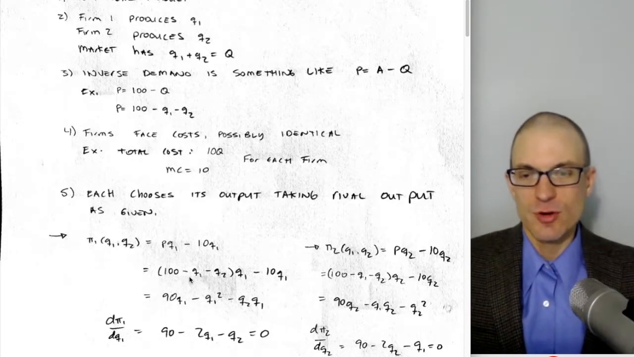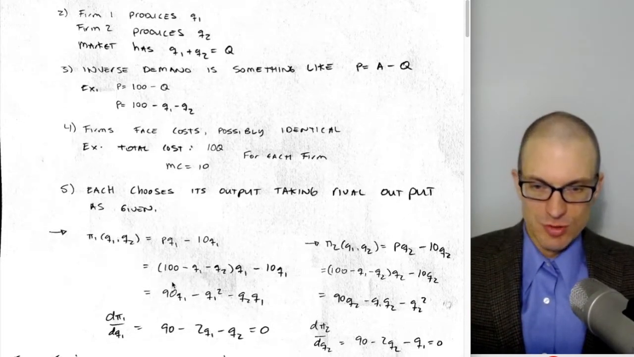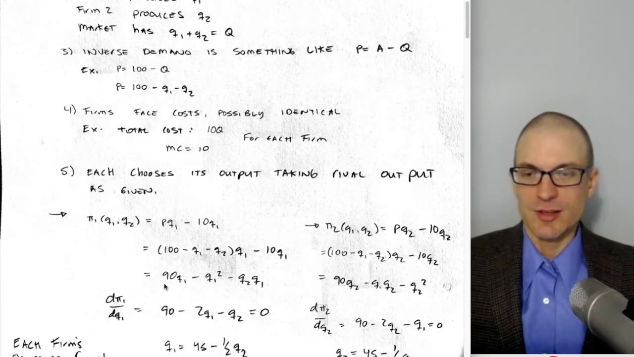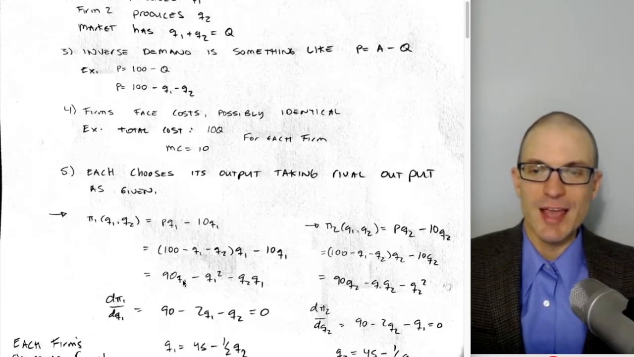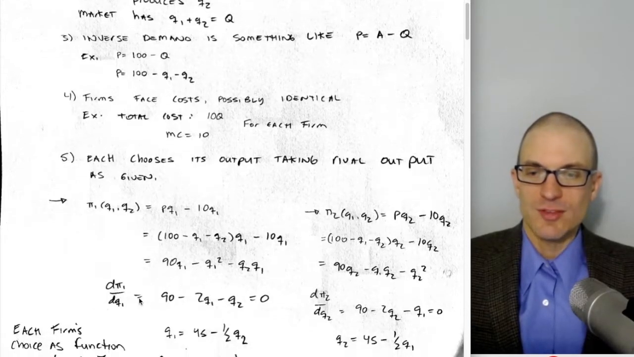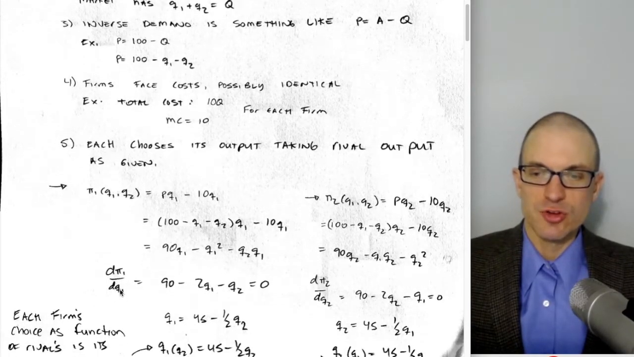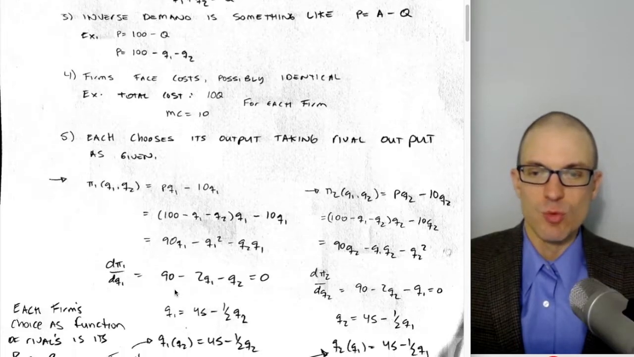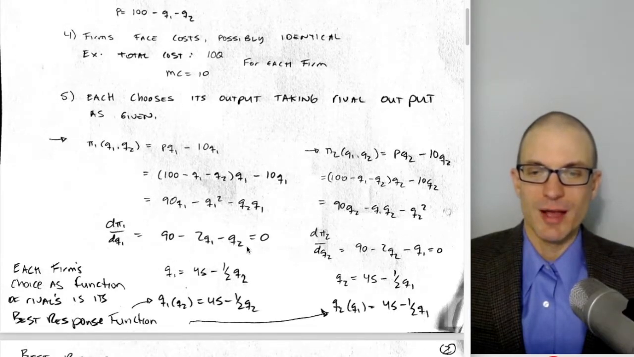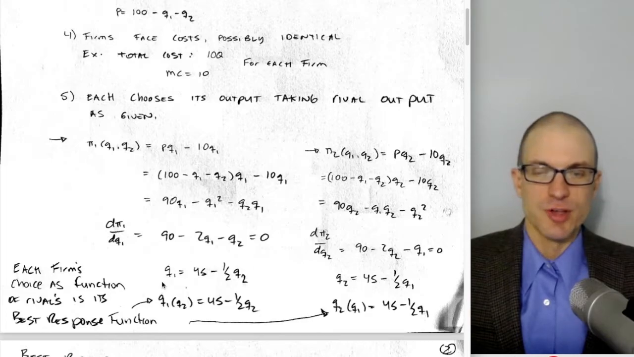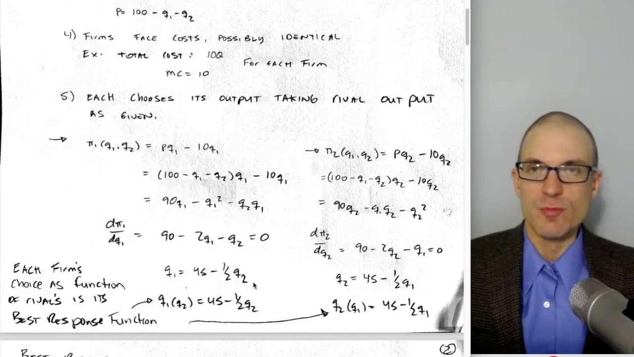So anyway, then what we'll do is I'll just distribute the quantity and then clean up by collecting like terms. So before I take the derivative, it's 90q1 minus q1 squared minus q2 q1. When I take the derivative with respect to the choice variable, I'll get d pi dq1, or 90 minus 2q1 minus q2. And then I'll solve for q1. And this gives me firm 1's reaction as a function of firm 2's choice.